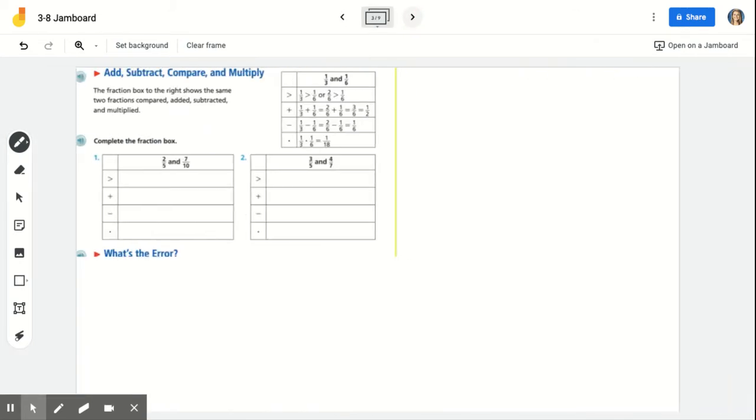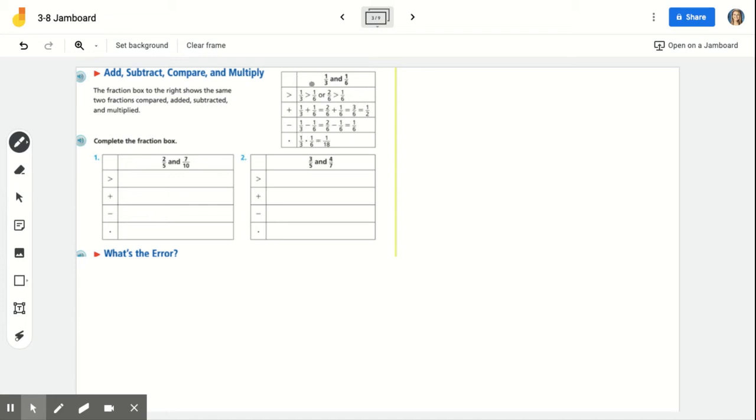we have, again, what is called fraction boxes, and they give one that's completed for us with the fractions 1/3 and 1/6 here. And essentially what these fraction boxes are is we take two fractions and we compare them, we add them, we subtract them, and we multiply them. So same two fractions, just four different operations for each one.